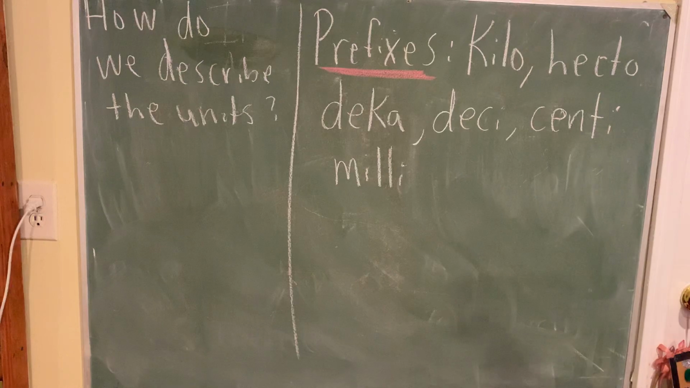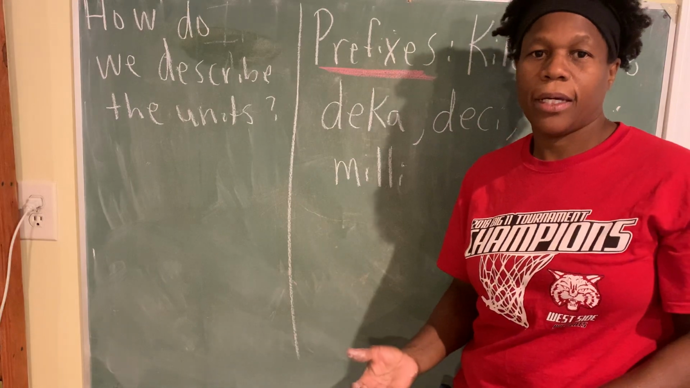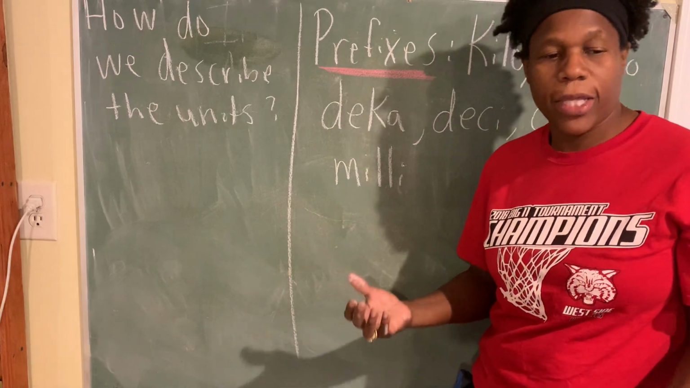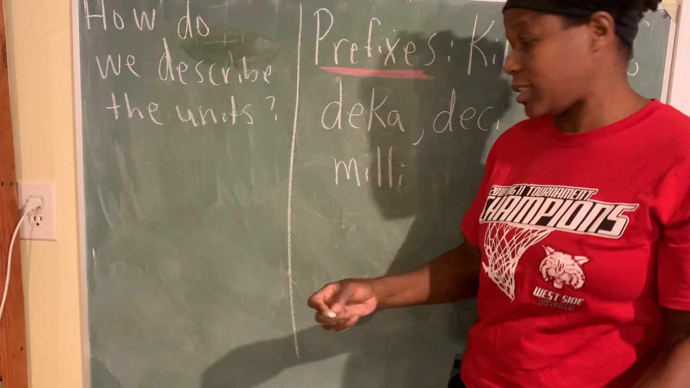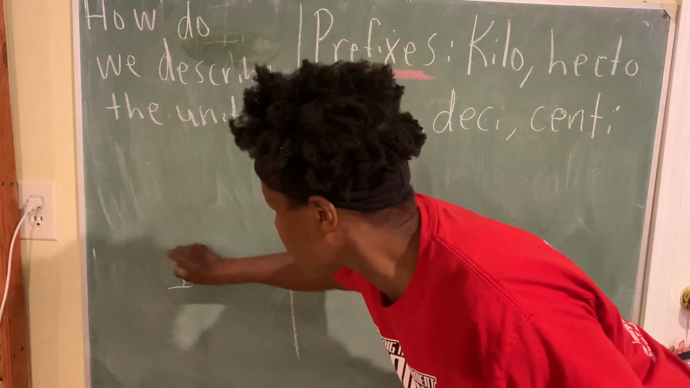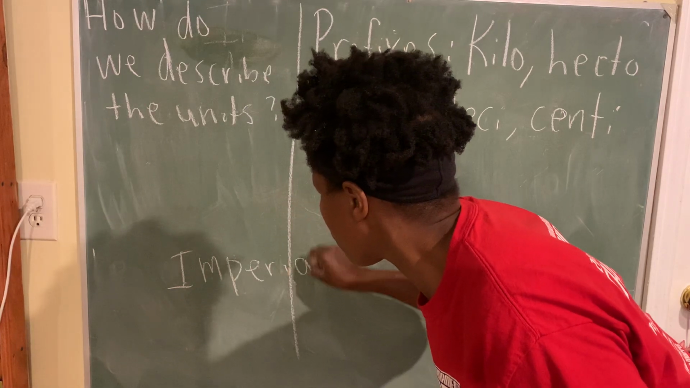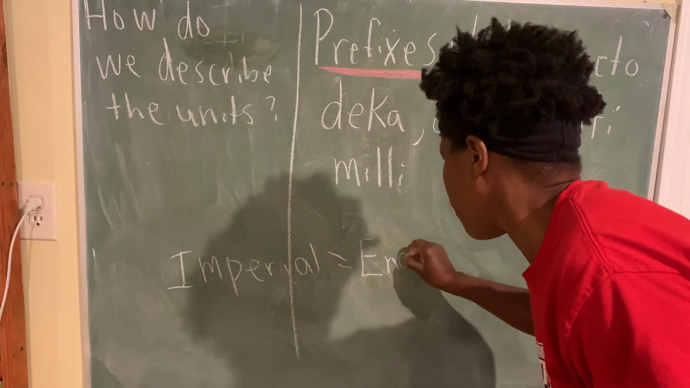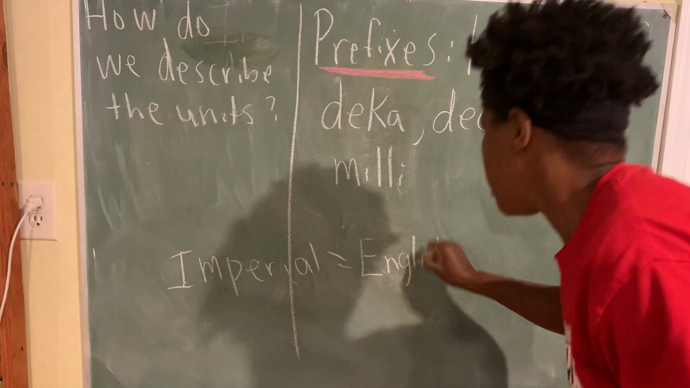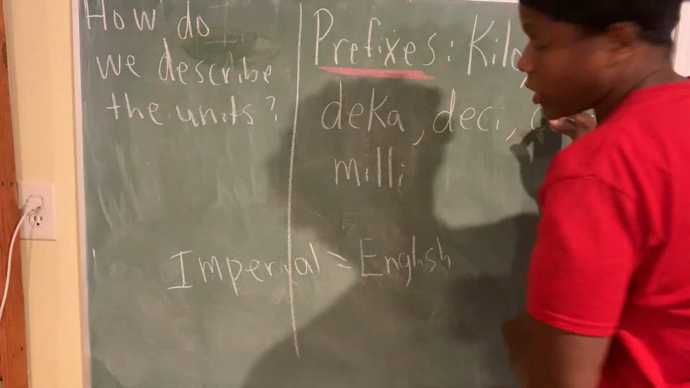Now, you guys already know how to calculate or how to measure with the imperial system. The imperial system is the English system. That's the system that we use here in America, right? So you already know how to use this one. So we're trying to teach you how to use metrics.